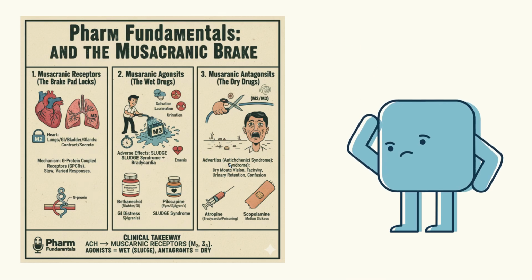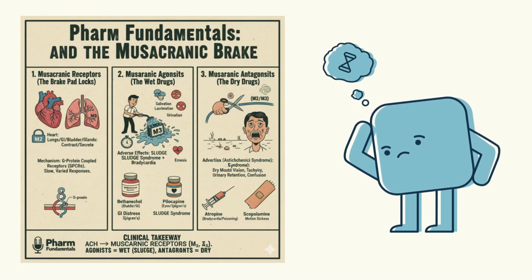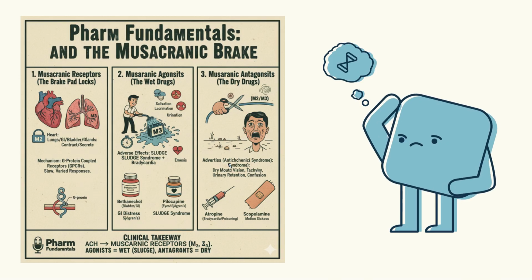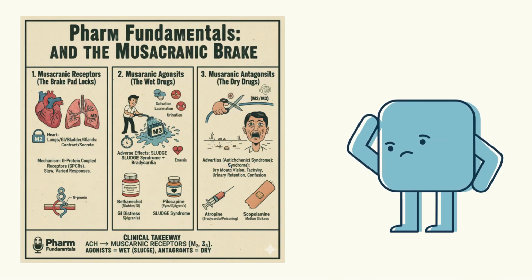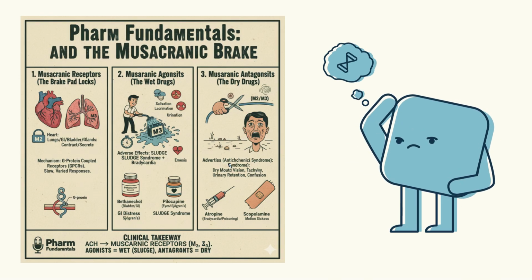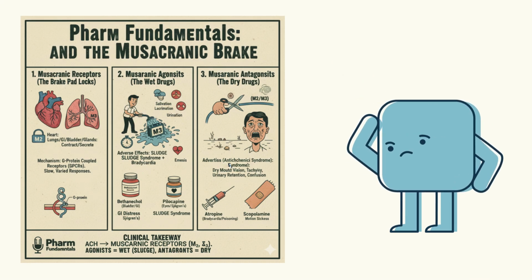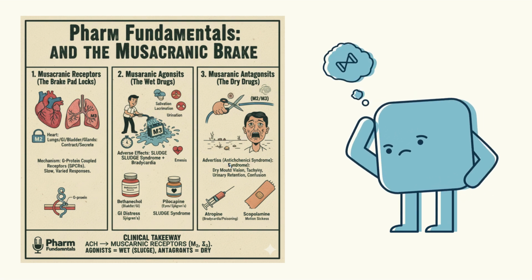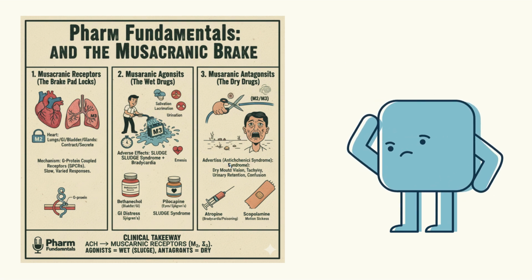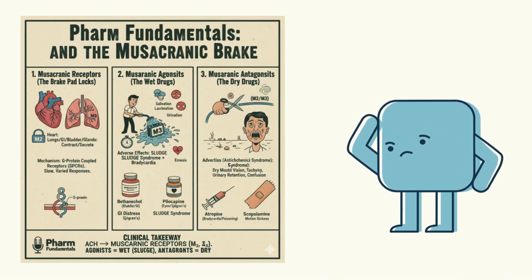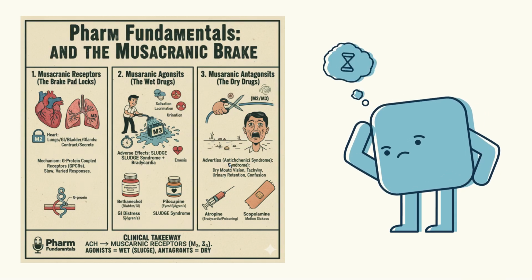So we have 5 subtypes, however 2 dominate the clinical pharmacology. M2 receptor. So it's predominantly found in the heart. Activation of M2 receptor leads to decrease in heart rate and force. The brake on the cardiac system. M3 receptor, it's found everywhere else. Smooth muscles, lungs, GI tract, bladder and all glands, salivary, sweat, lacrimal. Activation leads to contraction, bronchoconstriction, bladder contraction and secretion, salivation, sweating.